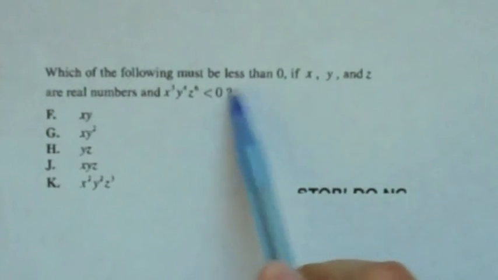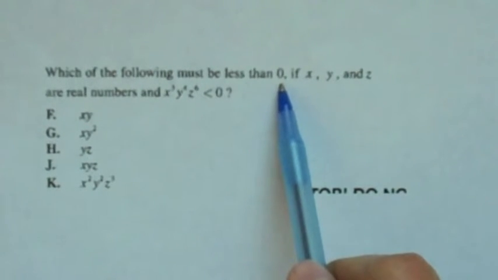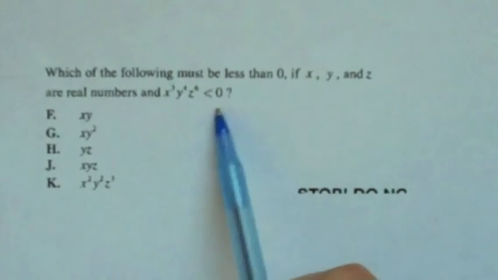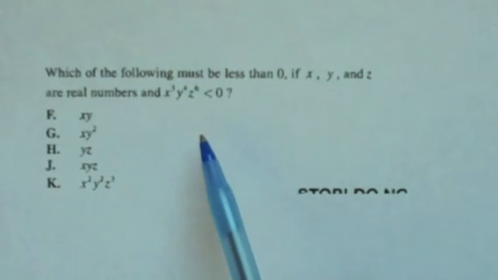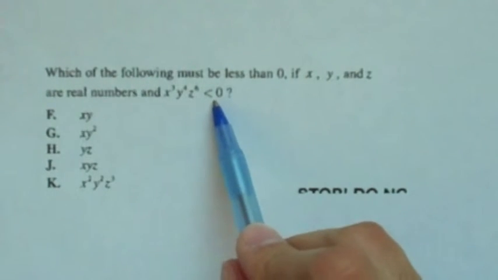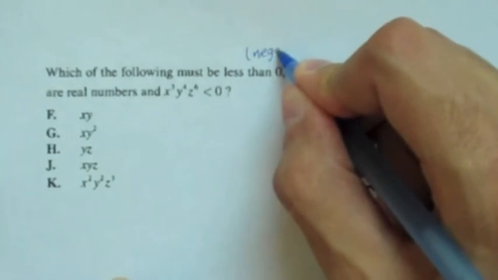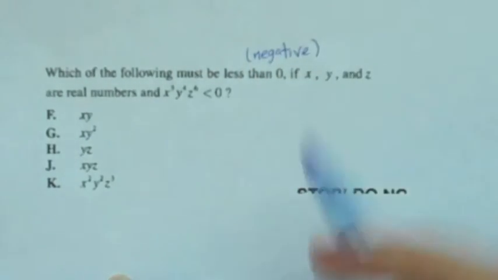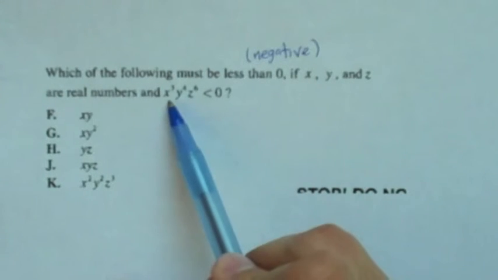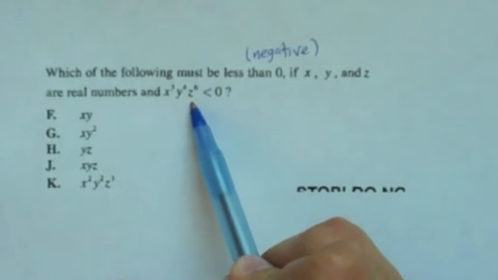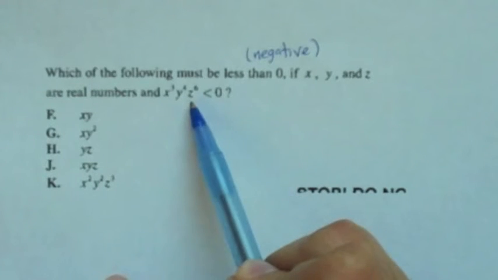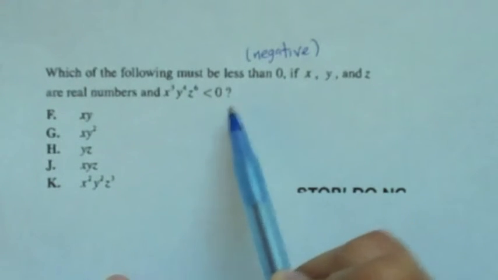So anyway, we want to know out of x, y, and z, which of these numbers must be less than 0 if this is true. So I have x to the third, y to the fourth, z to the sixth is less than 0. If it's less than 0, that's another way of saying it's negative. So we're looking for which ones have to be negative. When I multiply all that together, I'm going to get something that's negative, less than 0.